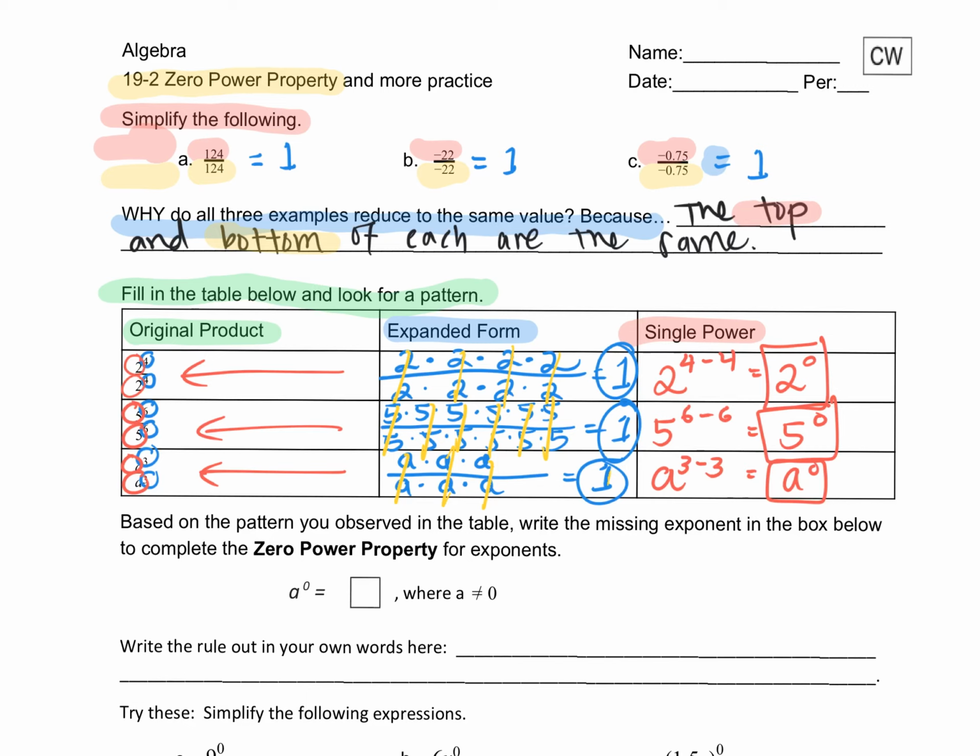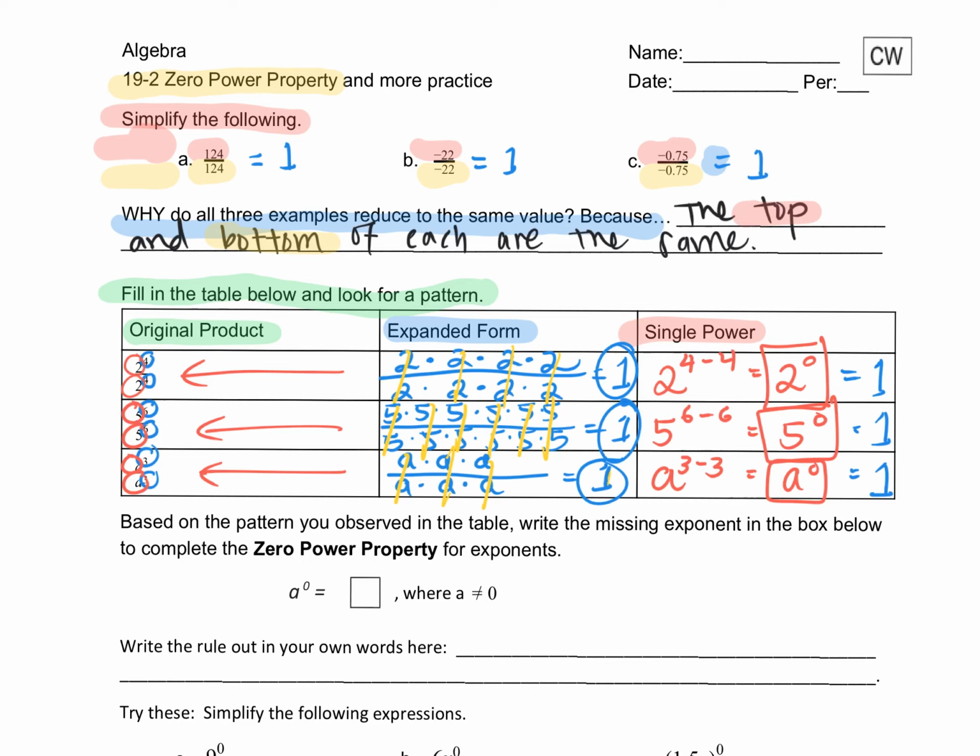So then I can go ahead and say 2 to the 0. Well, that's equal to 1. 5 to the 0, also equal to 1. A to the 0 is also equal to 1. So all of these that are to the 0 power equal 1.